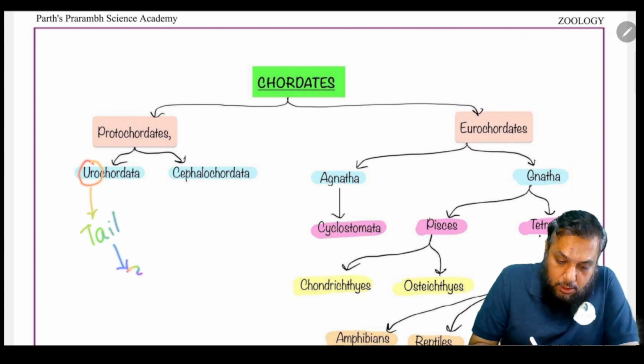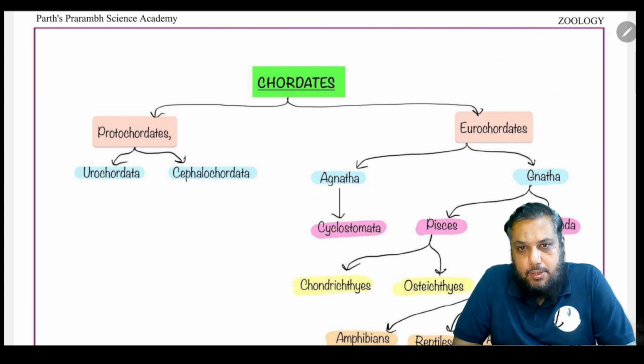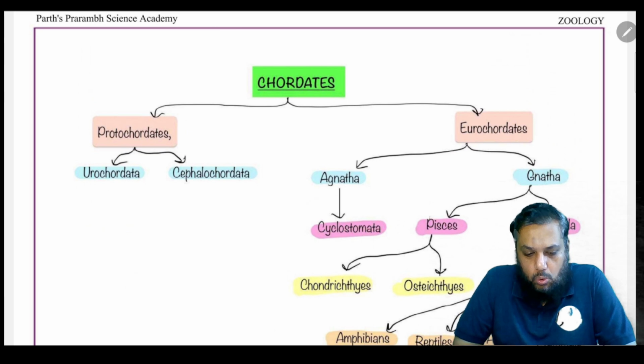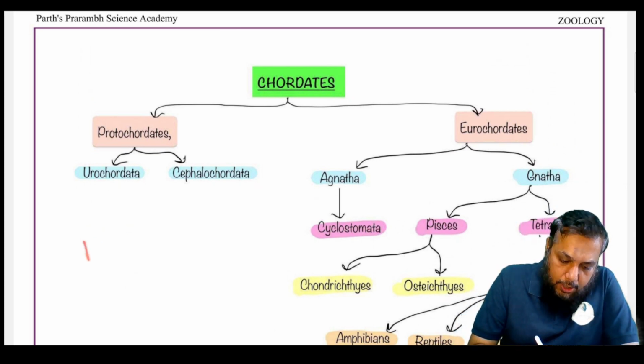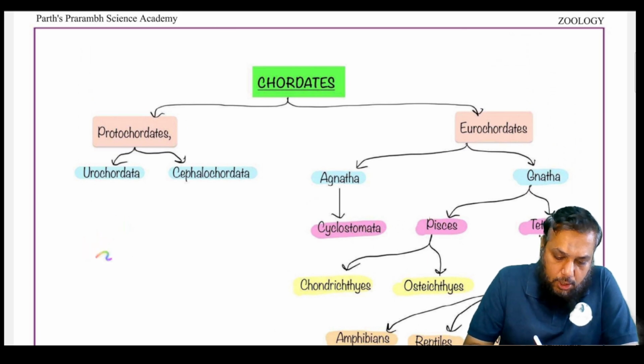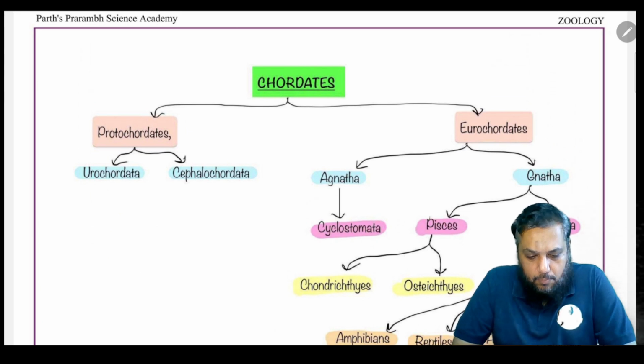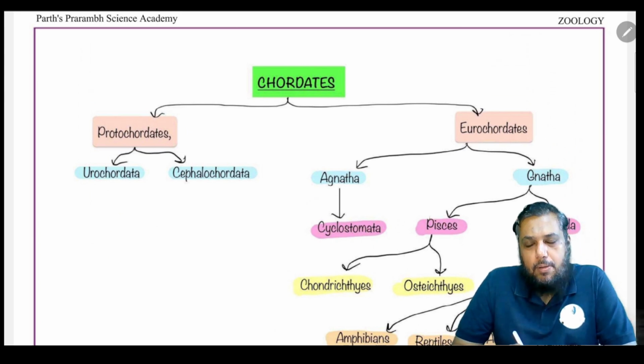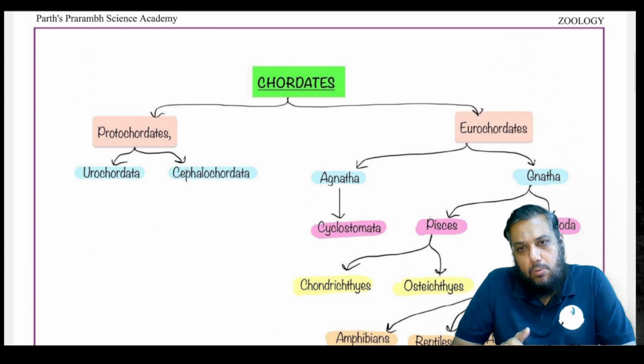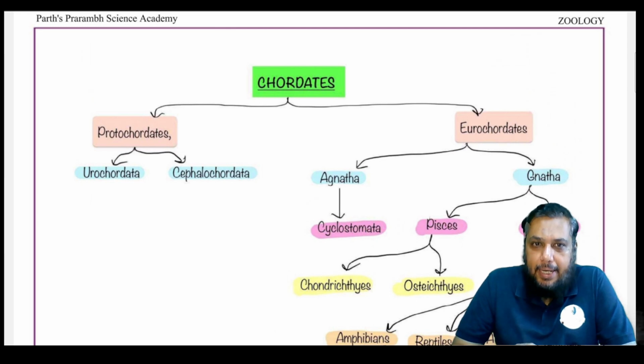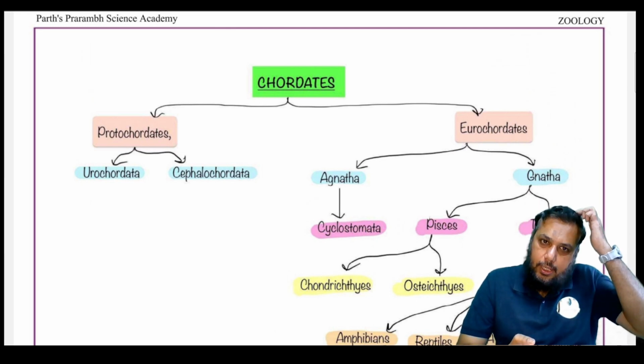During which stage? During the larval stage. So the larval stages show the presence of a notochord. But as it changes into an adult, the notochord is absent. So the adult urochordate, the notochord is absent. Whereas in cephalochordata, they show the presence of a notochord throughout their life, and the notochord also extends in the cephalic region, that is the head region. That is why they are called cephalochordata.